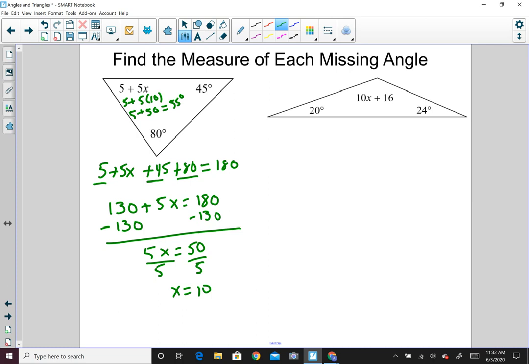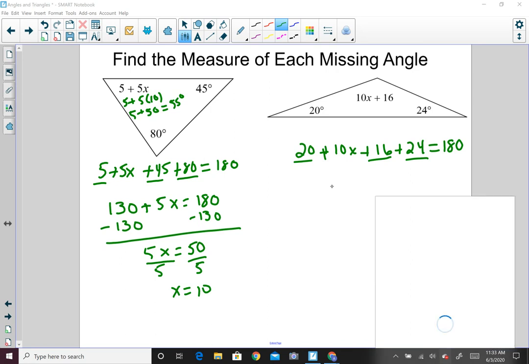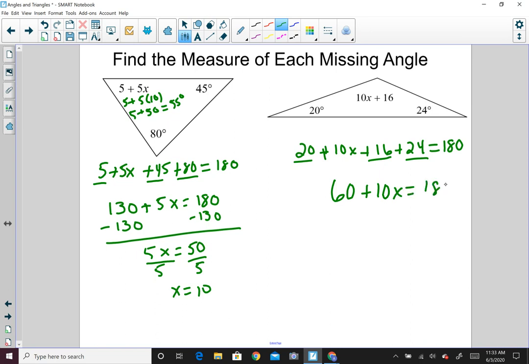Let's try this triangle. We have 3 angles in a triangle, so I know that's 180 degrees. So I have 20 plus 10x plus 16 plus 24 equals 180. On the left, I'm going to combine all my like terms. So I get 20 plus 16 plus 24. That makes 60. 60 plus 10x equals 180.